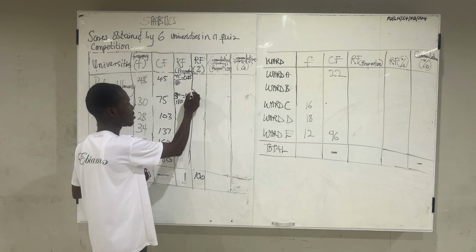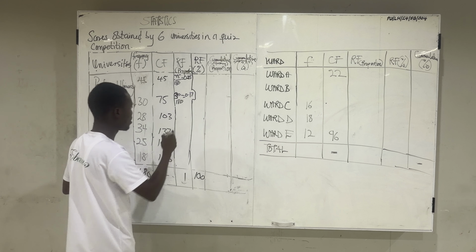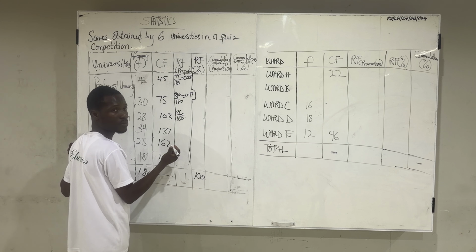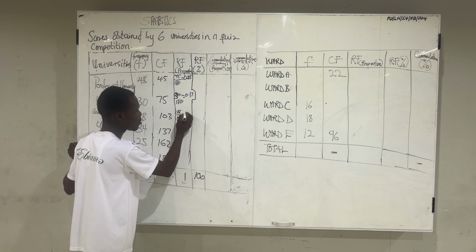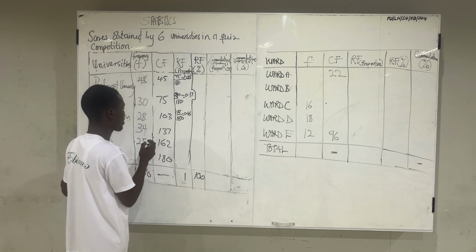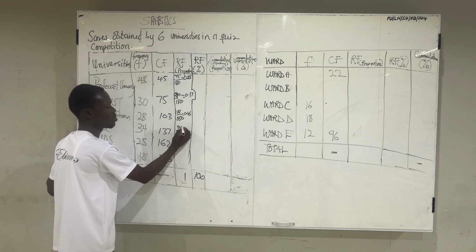So 0.17. Okay. Then the next relative frequency is going to be 28 over 180. So take note that it is not the cumulative frequency that you use. It is the frequency that you use to calculate the relative frequency. So that's going to be 28 over 180, and that will give us 0.16. Okay, then the next one is going to be 34 over 180. And that one is going to give us what?